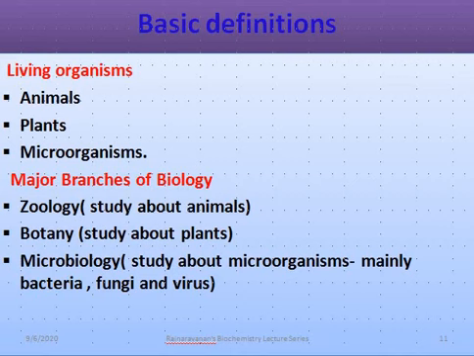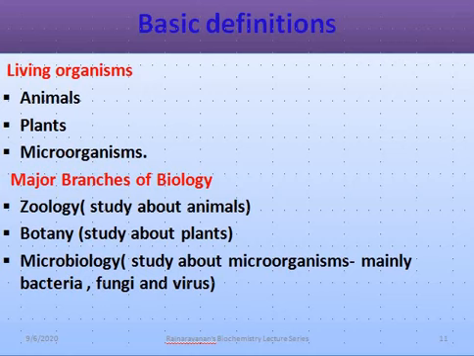Now we are passing on to some other basic but very important definitions. Before that, let's analyze how the living organisms are classified. Living organisms can be classified into three groups: animals, plants, and microorganisms. Accordingly, there are three major branches for biological science.